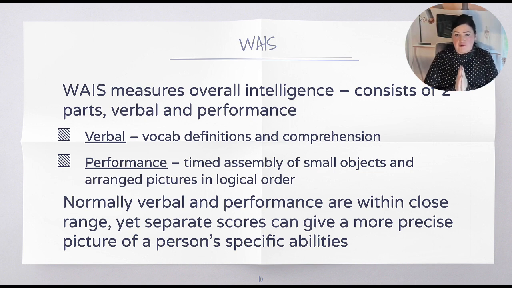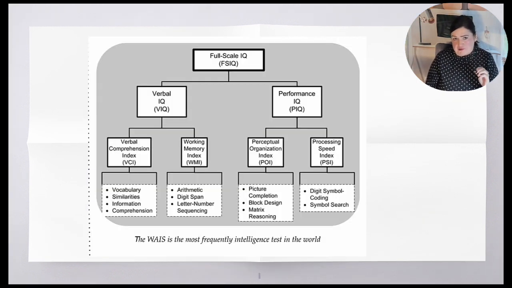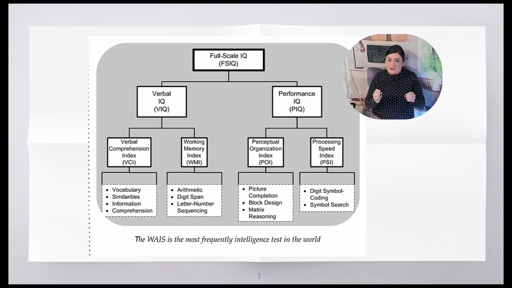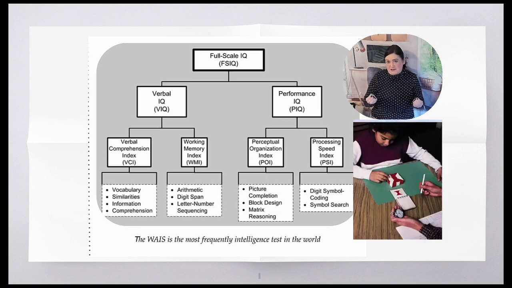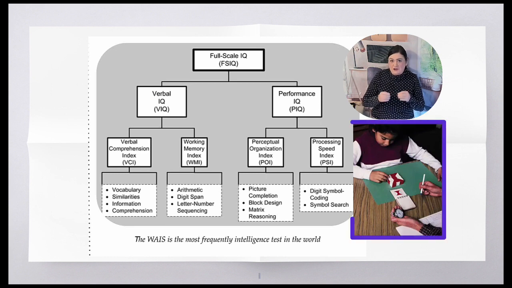Normally, verbal and performance scores are very much within close range to each other, meaning the score that someone gets on those two are about the same. Yet, when you look at them separately, the scores can give you a more precise picture of a person's specific abilities, whether they be in verbal or in the logical performance piece. These are some WAIS examples. So for instance, the object assembly over here, they're asked to essentially put this puzzle together. That's what it is, right? They're asked to put this together, whereas the other ones are being kind of about that verbal piece, right?